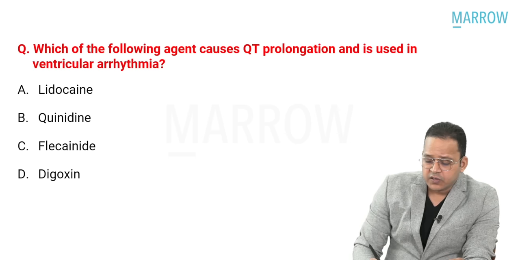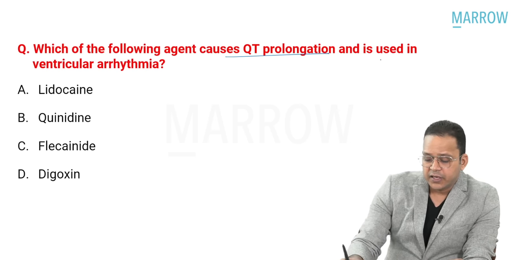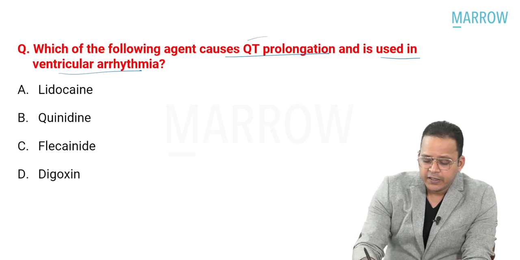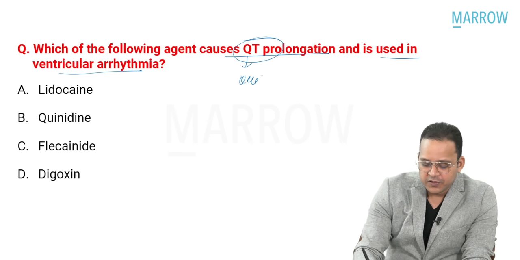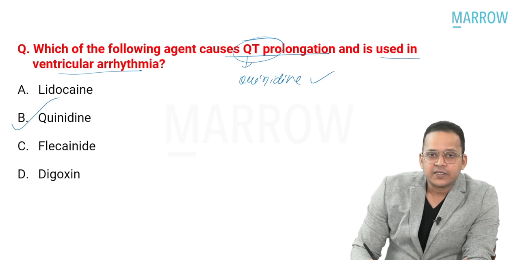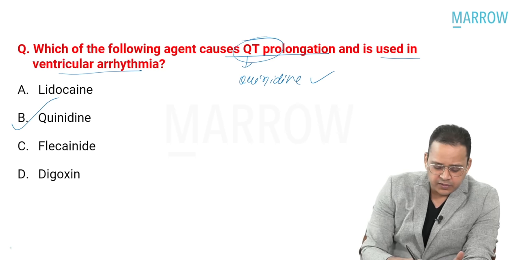Which of the following agents causes QT prolongation and is used in ventricular arrhythmia? A similar MCQ was asked in your first session, do you remember? I told you there, Q for QT prolongation, Q for quinidine. Your answer is quinidine. So it's a simple MCQ, a repeat from session one.